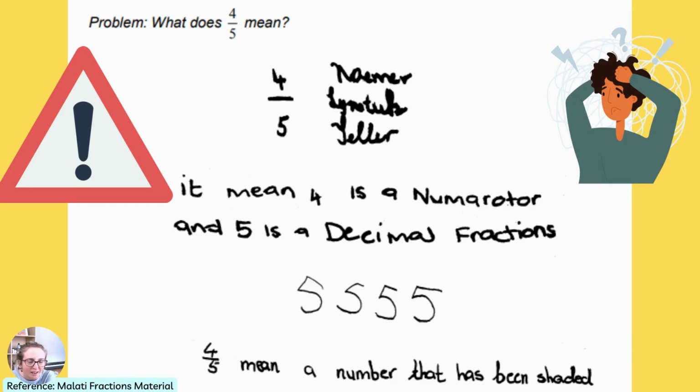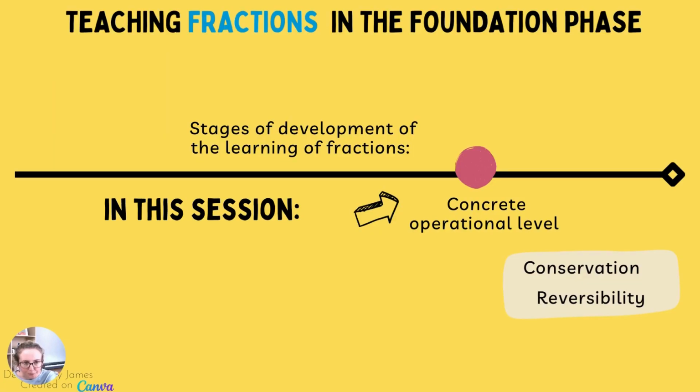And here you can see, somebody answering this problem has said it means 4 is a numerator and 5 is a decimal fractions. And then they've said 4/5 it means a number that has been shaded. So clearly they do not have an understanding of what they're working with here. They can see the symbolic representation, but they don't understand it mathematically. They haven't been taken through the process where they've built up a strong conceptual base of what it means, what 4/5 means. Okay, so let's go back.